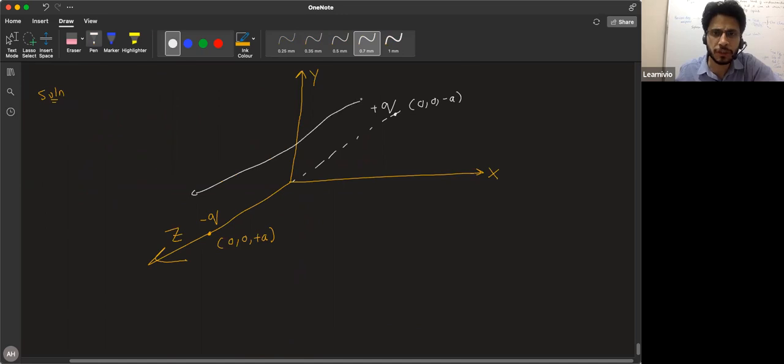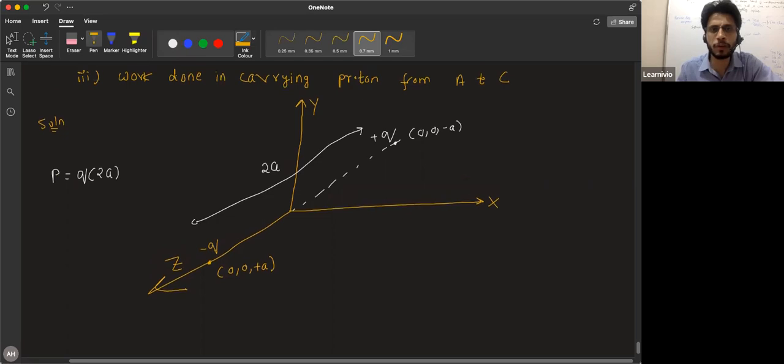Minashi, what's the separation between these two charges? 2a. That's the separation between them. So we can first calculate the dipole moment of the system. The dipole moment of the system is charge multiplied by separation. It's q into 2a. That is the dipole moment of the system.